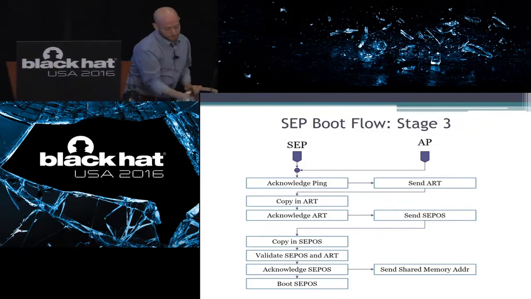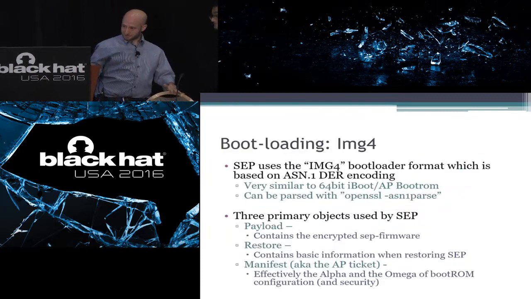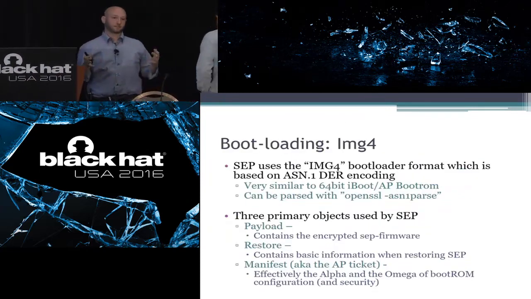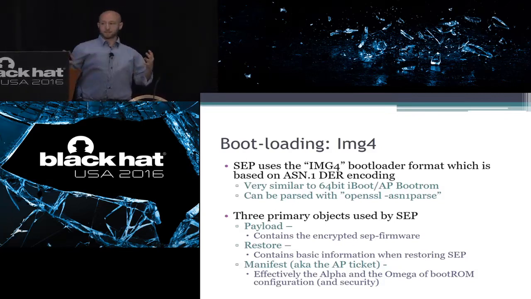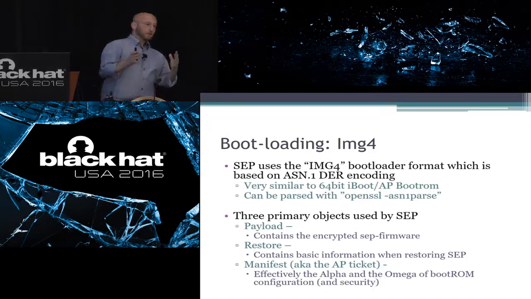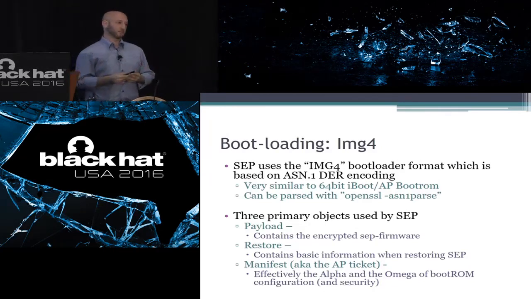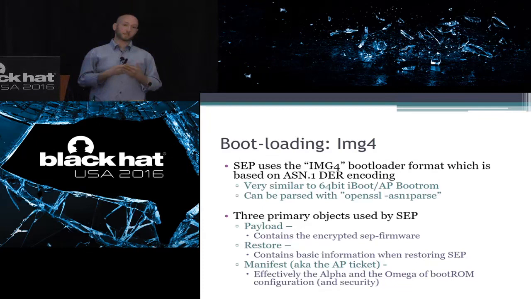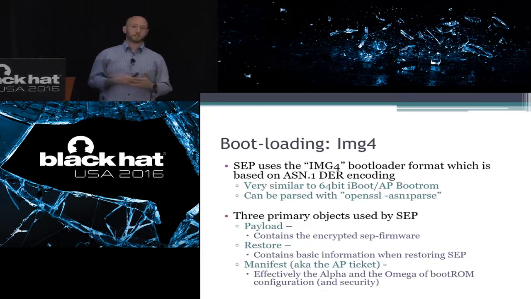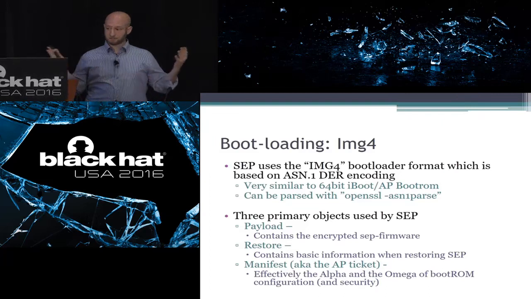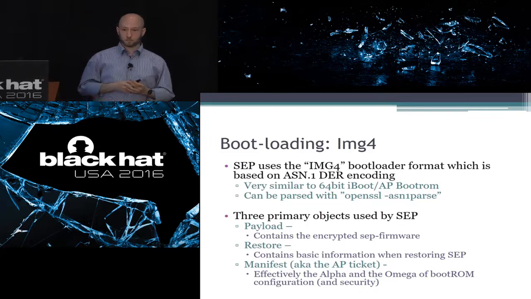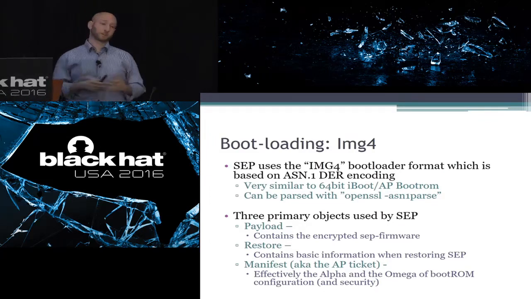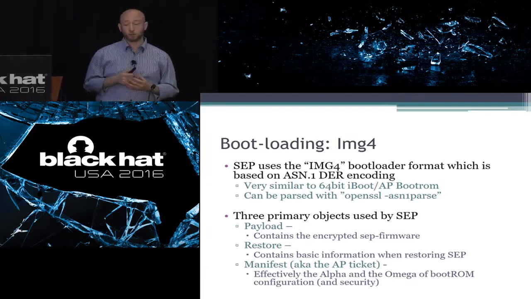Thanks, David. So yeah, we will talk a little bit about how the actual firmware is loaded from AP to the SEP core, and we'll talk about the actual format. So on 64-bit devices, Apple introduced what's called the Image 4 format. It's different from the proprietary Image 3 in that it's pretty much just ASN1 encoding. It's also very similar to what's happening on AP's iBoot or BootROM and a couple other places, and can be parsed pretty much with any standard ASN1 parser.